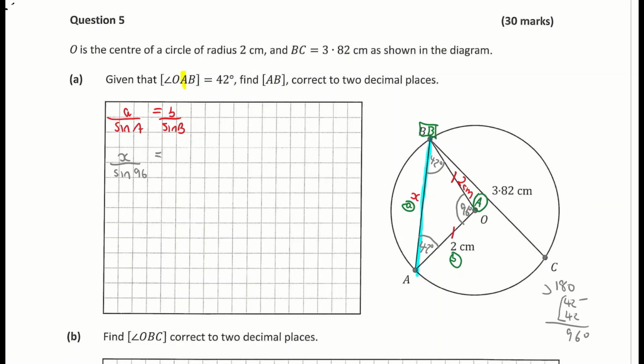Don't get stressed about the letters in the formula and the letters in the picture. Don't get them mixed up. So that's 2 over sine of 42 degrees. I'm going to cross multiply here because I have fraction equals fraction. So that's giving me x times sine of 42 degrees is equal to 2 times sine of 96 degrees.